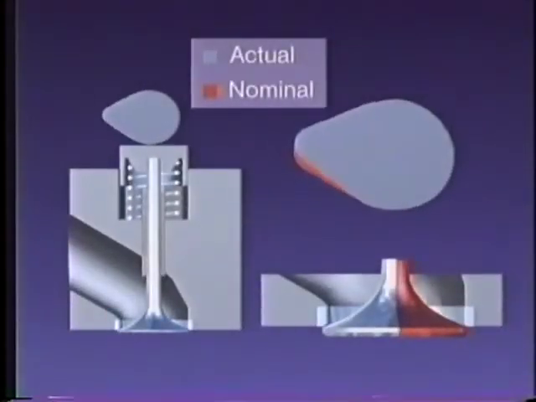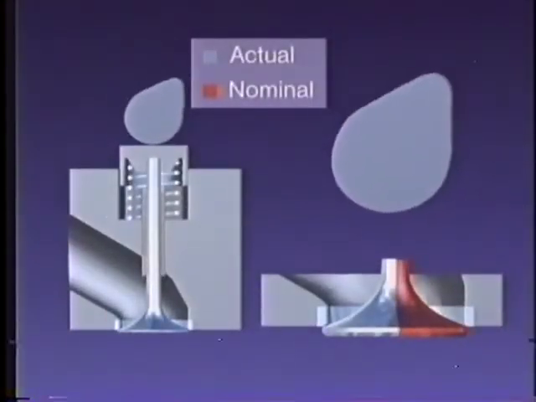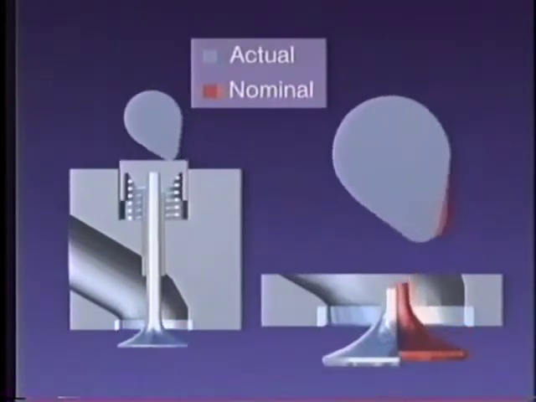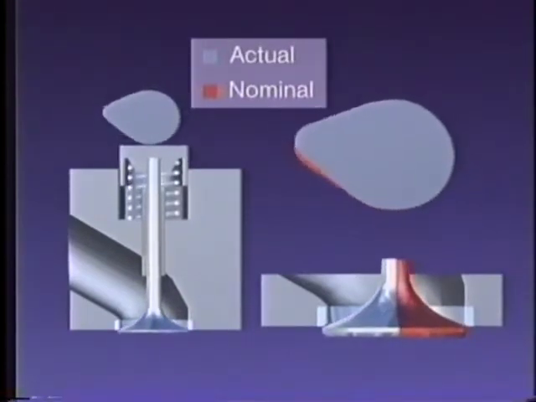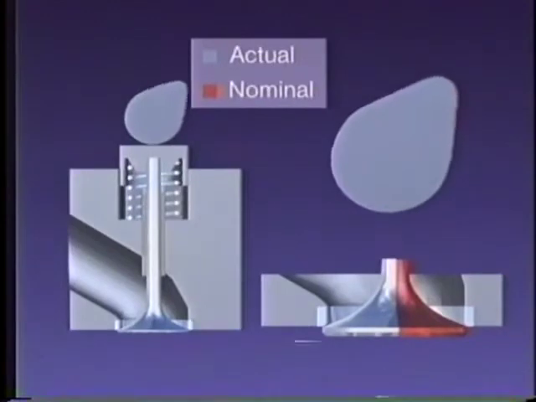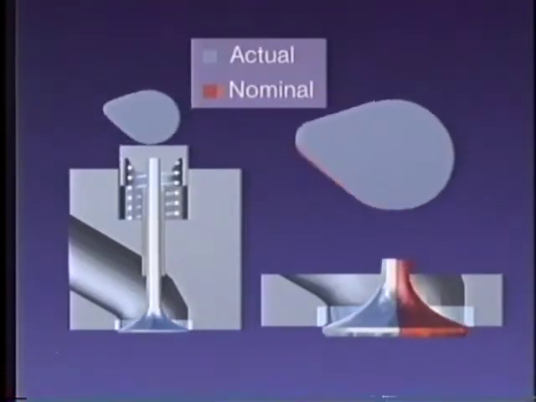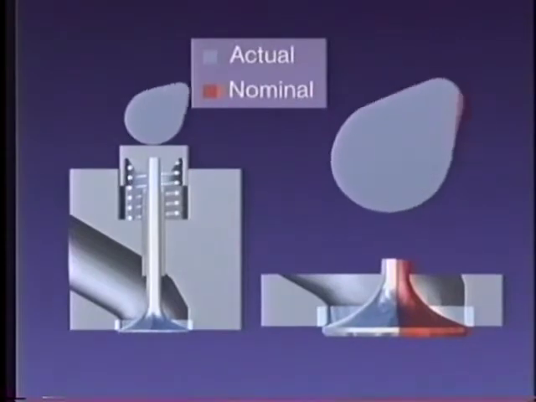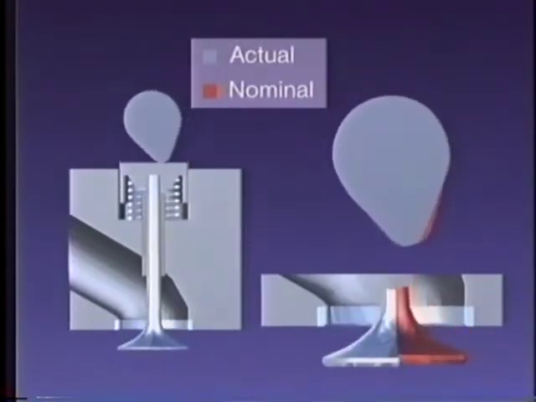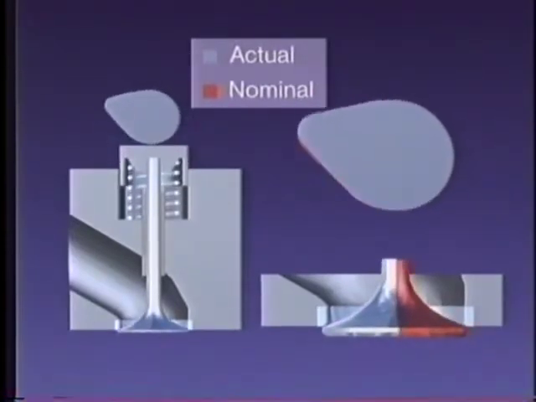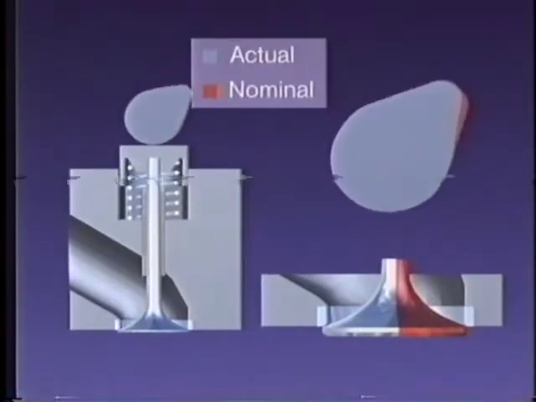Shown here on the right-hand side are the torsional vibrations of the camshaft and its influence on valve lift. The nominal motion of the camshaft and valve is shown in red, whilst their actual motion is shown exaggerated in gray. For reference, a complete valve is shown on the left-hand side.